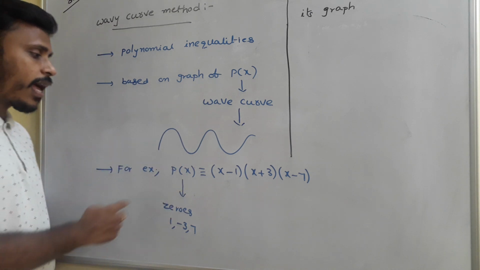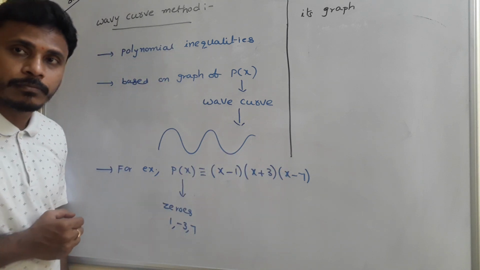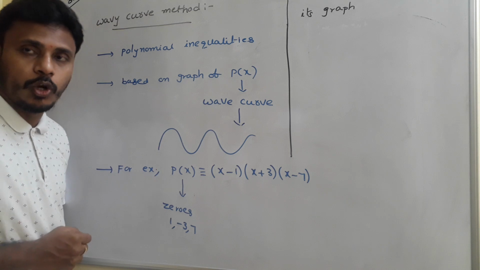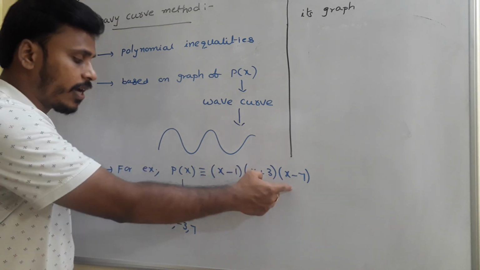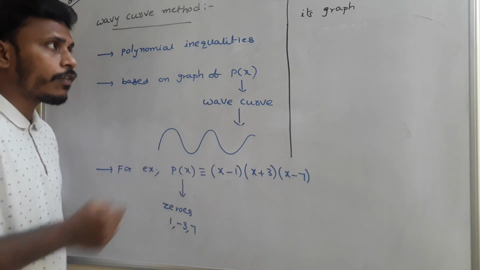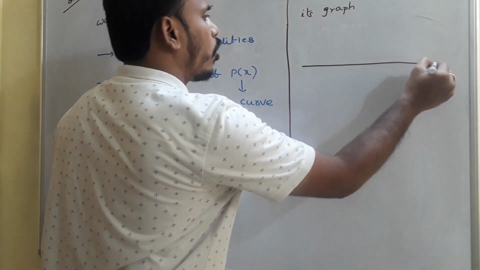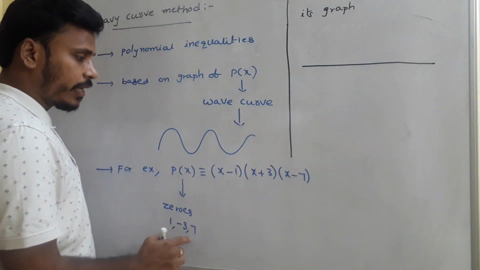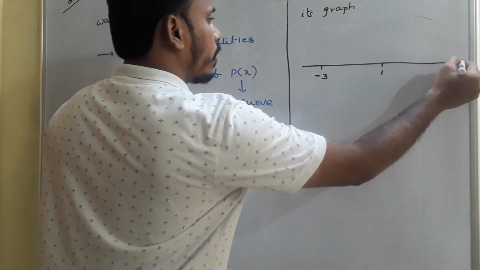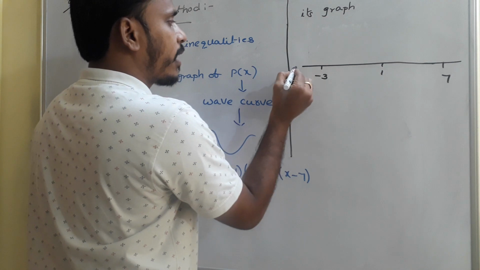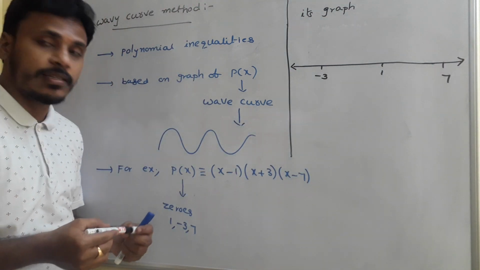Right. For example, I have a polynomial p of x equals (x minus 1)(x plus 3)(x minus 7). First of all, you need to identify its zeros to sketch the rough graph, and its zeros are 1, minus 3 and 7, very clear. And now if you wish to sketch its graph, you need to indicate the zeros on the x-axis: minus 3 and 1, after that you have 7, okay? On the x-axis you need to take the values in increasing order from left to right: minus 3, 1 and 7.